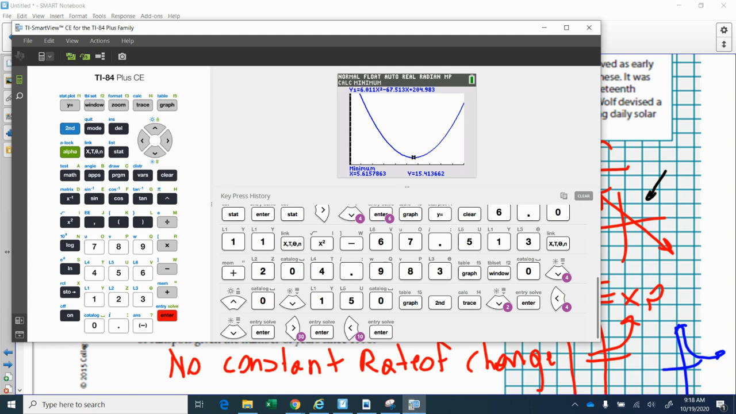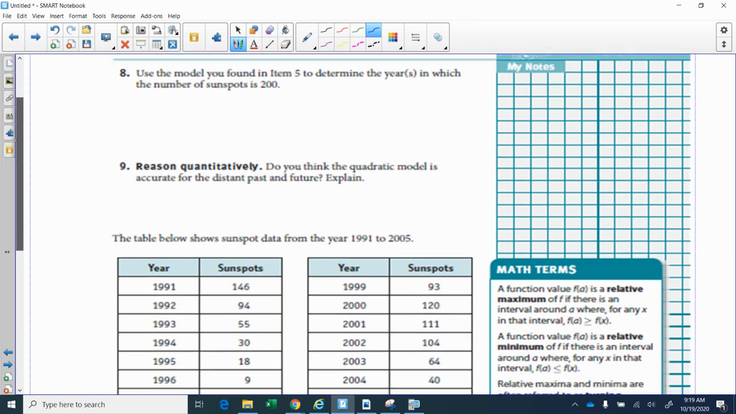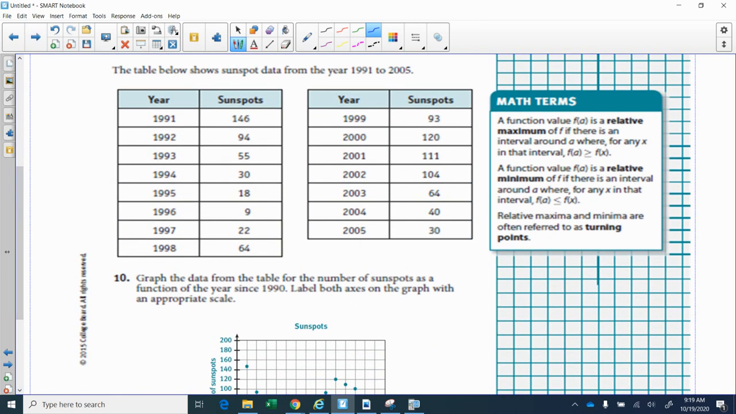But like I said, there are some important key points. As long as we're able to gather the equation in a regression, now we can use that equation to our advantage. So let's quickly talk about one more. Let's just say we didn't really care about the years since 1990. Let's say we had this particular chart right here, where we were given the years as well as the sunspots all the way up to 2005.